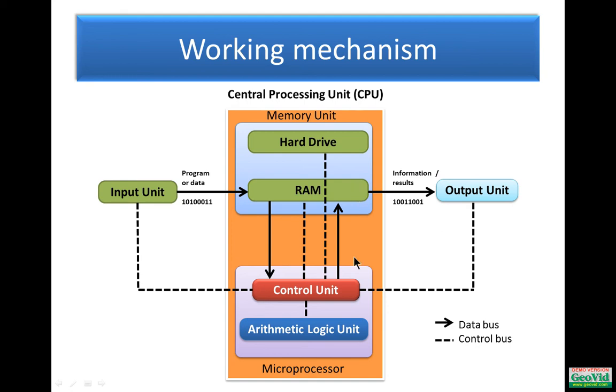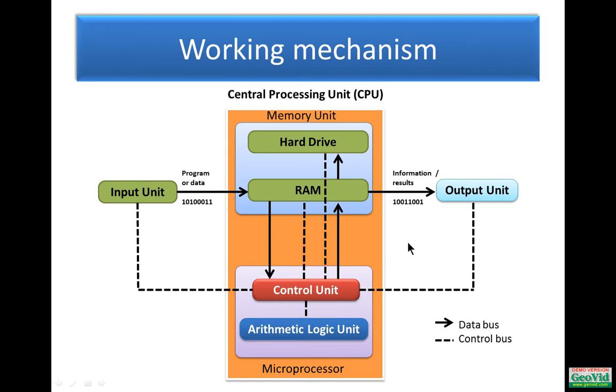Then what does the control unit do? The control unit coordinates with the hard drive and, through the RAM, the information that is shown in the output or the information that needs to be saved is stored in the secondary storage device, that is the hard drive. And now the information is stored there.